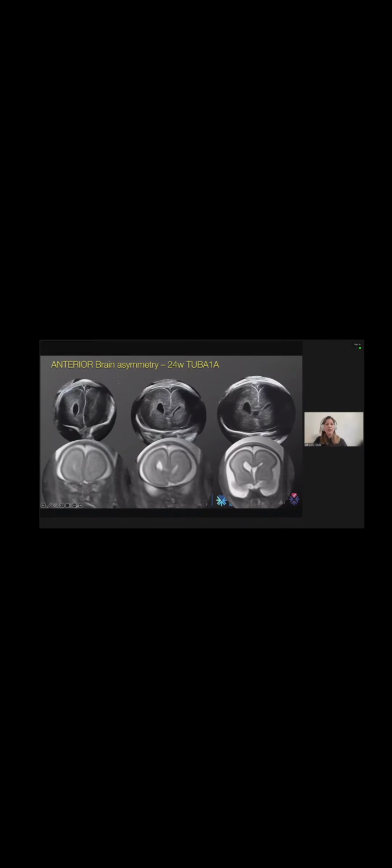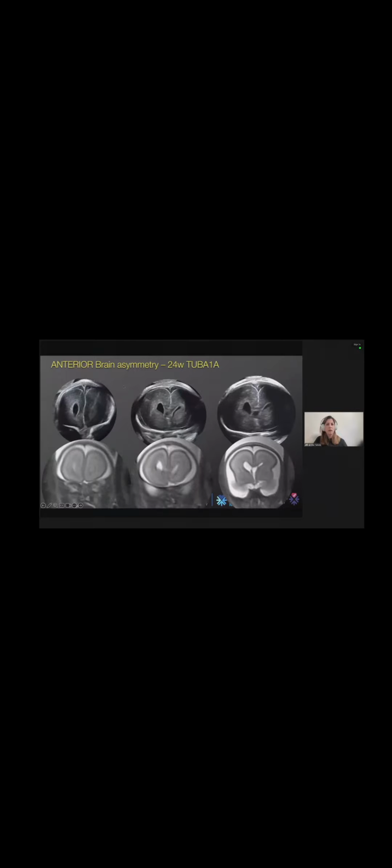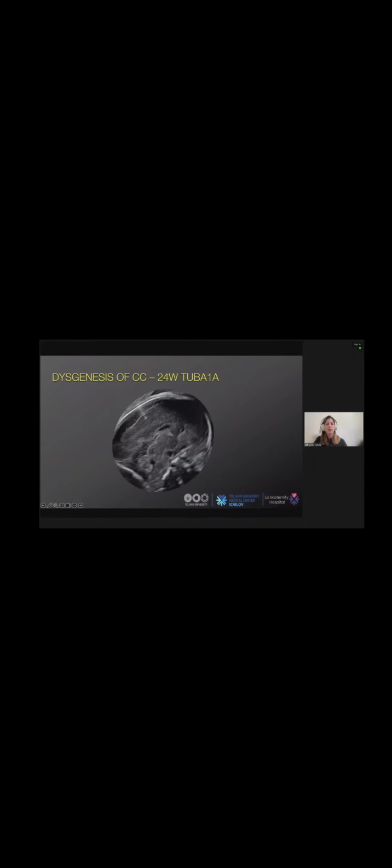So we see a brain asymmetry. Check again for the anterior commissure, it is very, very important. We will see irregularities in the interhemispheric fissure. And this is a very early gestational age, 24 weeks, but we can see asymmetry in the shape of the anterior horns, asymmetry in the size of the hemispheres as well, and in the development of the sulci. The corpus callosum will be affected in a more severe or a less severe way, as well as the brainstem and the cerebellum. In TUBA1A, everything will be very severely abnormal.